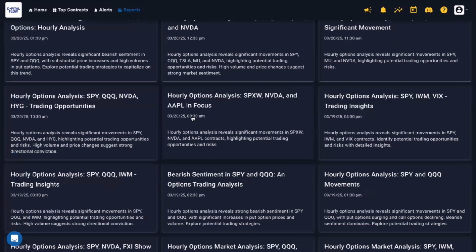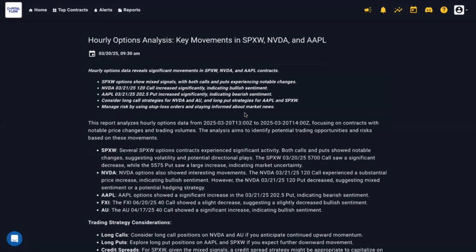So this is the first one that came in today at 9:30, and this is what I want to talk about. So the headline: hourly options and analysis, SPXW, NVIDIA, and Apple in focus. And you get a little bit of a description, right? So you got hourly options analysis reveals significant movements in SPXW, NVIDIA, and Apple contracts, highlighting potential opportunities and risk. You can click on that and then it's going to give you the full breakdown, right?